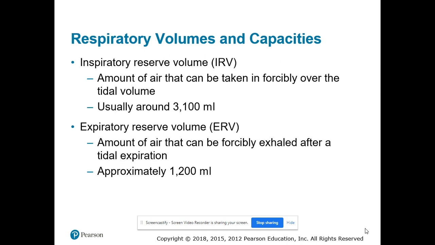From there, we have something known as IRV and ERV. IRV is inspiratory reserve volume, or basically the amount of air that you can take in over your tidal volume. So this is more air that you can breathe in. If you just breathe in normally, you can still continue to suck more air in, and this is usually about 3,100 more milliliters of air.